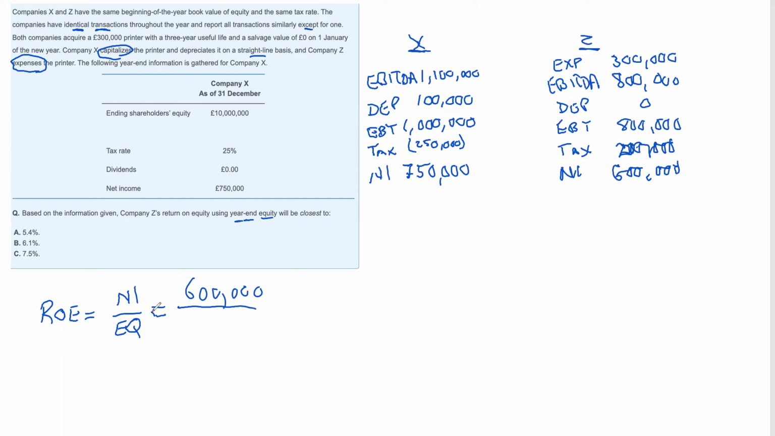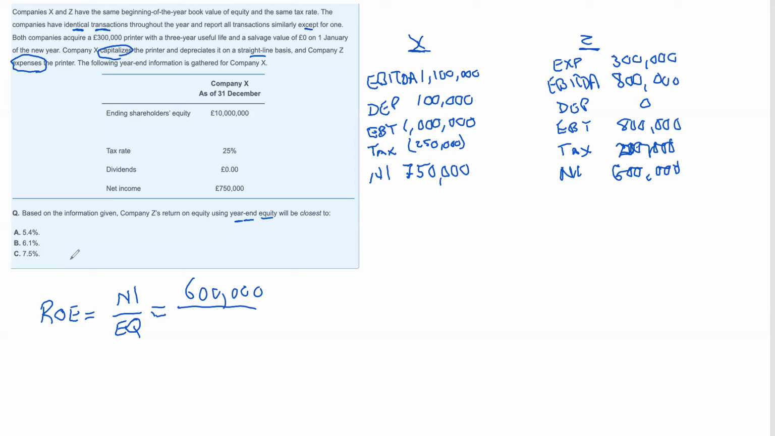Now, I've had some students who just grabbed the equity of 10 million and they put that on the bottom and they got 6% and went for choice B. You got lucky. You got the right answer that way, but let's do it the correct way, okay? Just in case they change these numbers and they're a little bit closer and you can't do that. So we'll have to work through the statement of shareholders' equity.